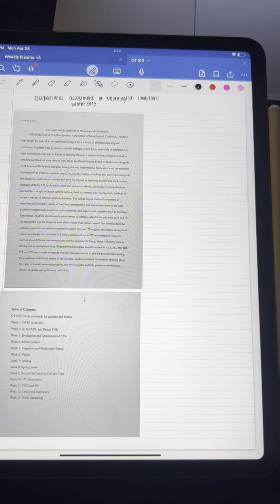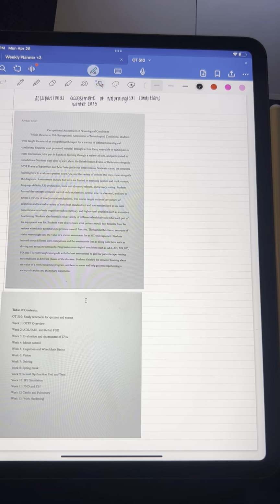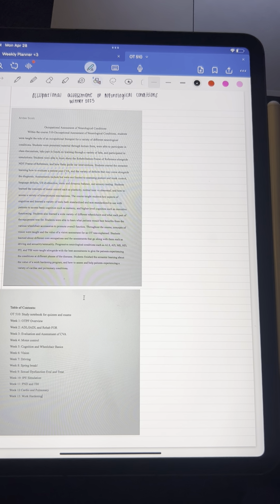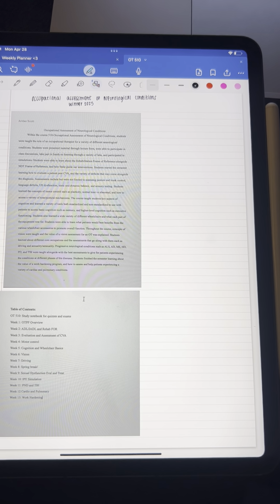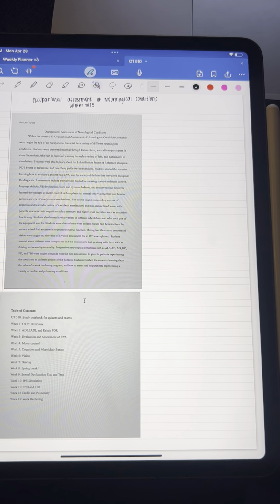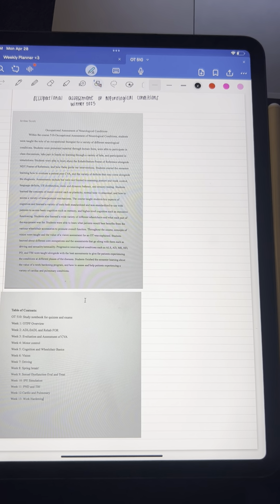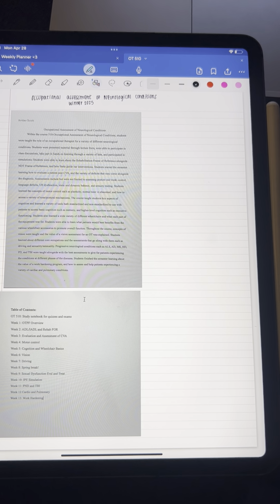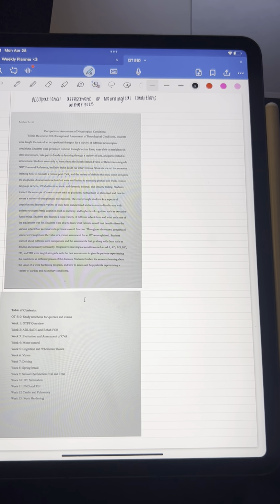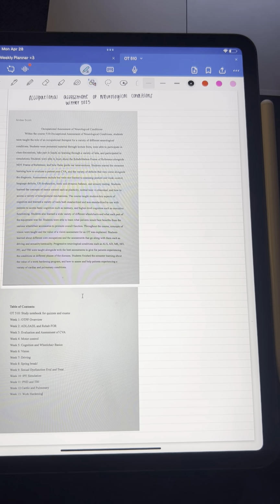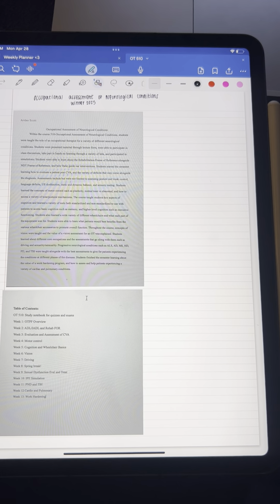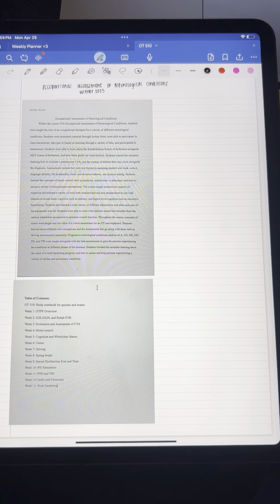Throughout the course, concepts of vision were taught and the value of a vision assessment for an OT was explained. Students learned about different core occupations and the assessments that go along with them, such as driving and sexuality. Progressive neurological conditions such as ALS, Alzheimer's disease, multiple sclerosis, Huntington's disease, Parkinson's disease, and TBI were taught alongside the best assessments to give for patients experiencing the conditions at different phases of the disease. Students finished the semester learning about the value of a work hardening program and how to assess and help patients experiencing a variety of cardiac and pulmonary conditions.